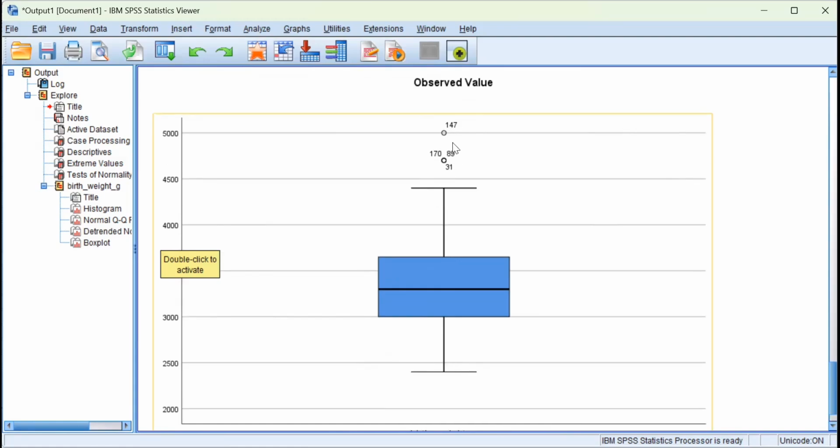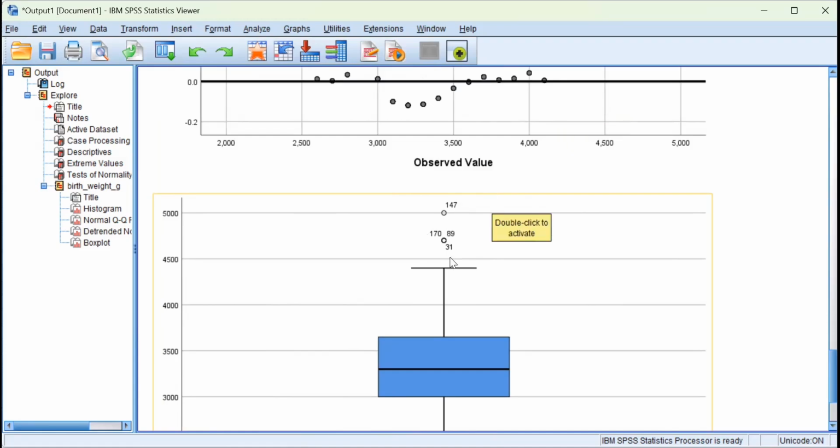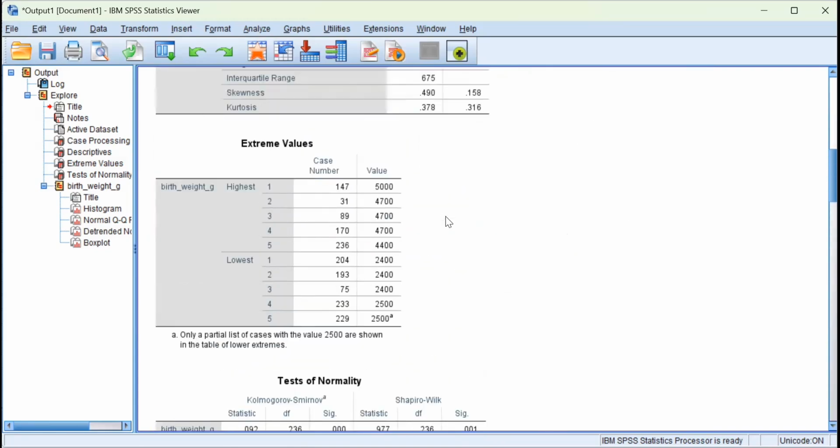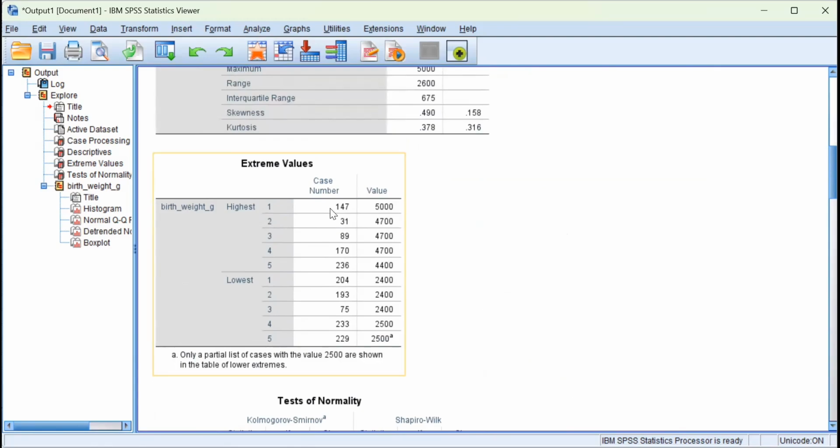And then these data points here show that there are some outliers. It doesn't mean that 147 is a value, but it's a placeholder. So you have to look up what these values mean in a table, which is right up here, where you have extreme values, right? So the extreme value 147 means there's somebody who is 5,000 grams. There's a child who was born with a weight of 5,000 grams or 5 kg, which in this case is an outlier.